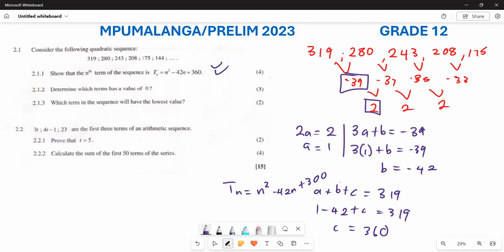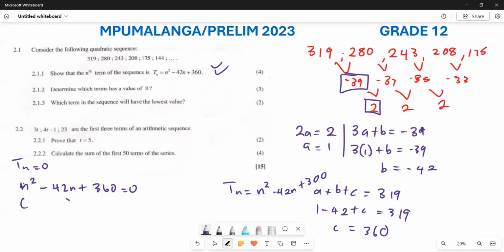Now let's move to 2.1.2. They say determine the term that has a value of 0. How do we do that? They are saying find where Tn is equal to 0. When Tn is equal to 0, they want you to find the values of n. So this is n squared subtract 42n plus 360 equals 0.